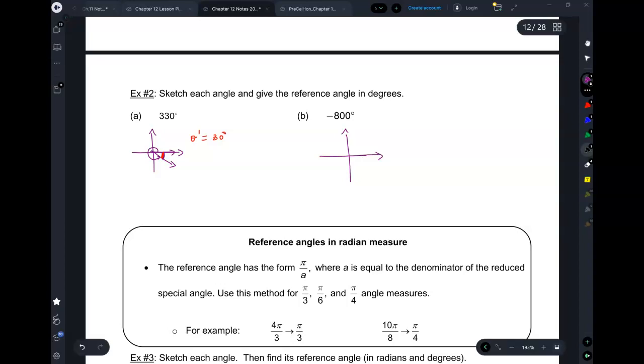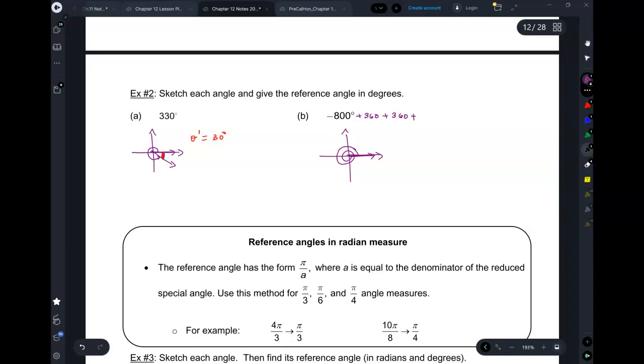Yep. So let's draw negative 800 degrees. So how are we going to get to, how many times do we have to wrap around here? So if I do 360, how much do I get? So if I do 360 again, take out your calculators. Let's do that. So negative 800.